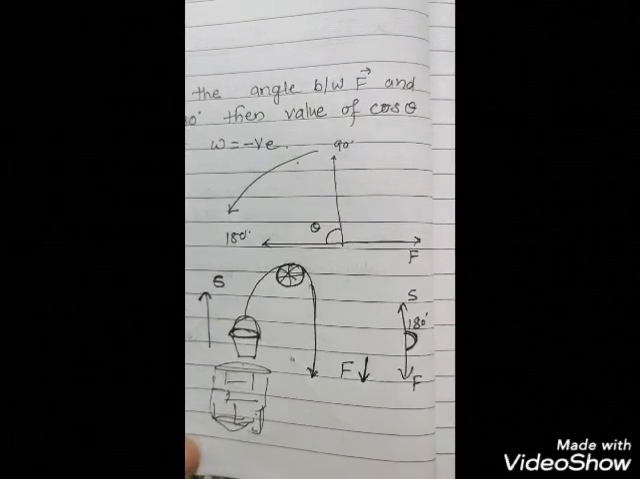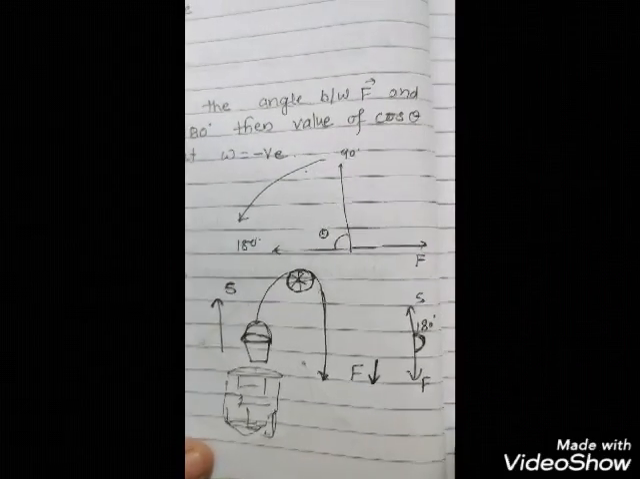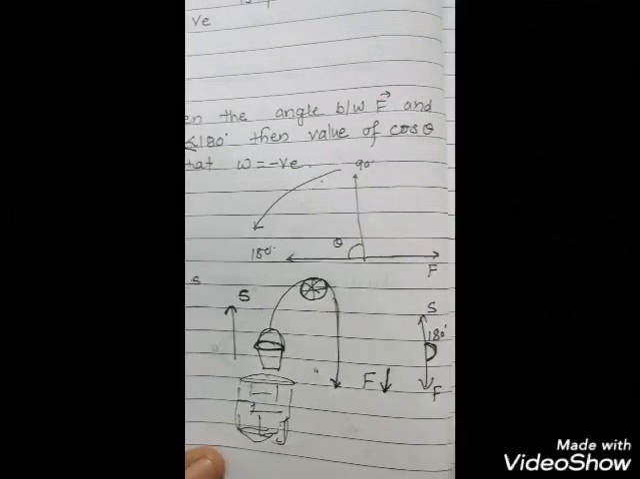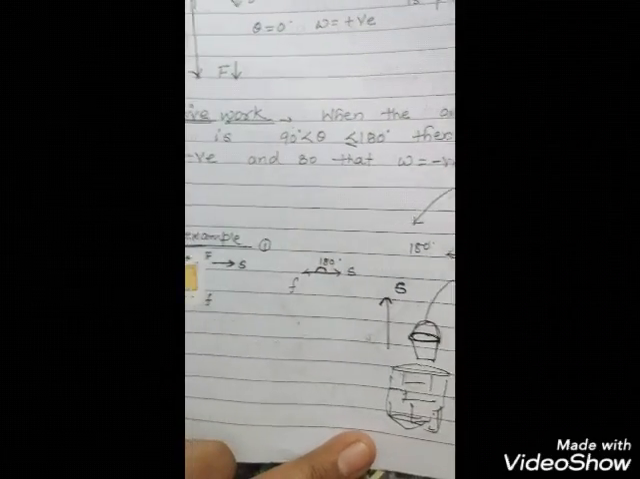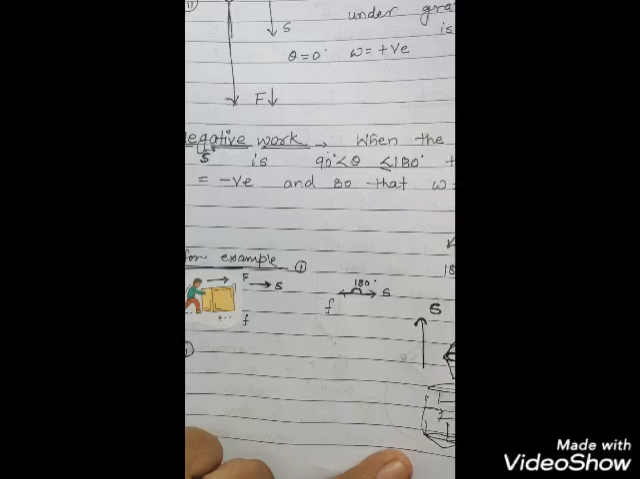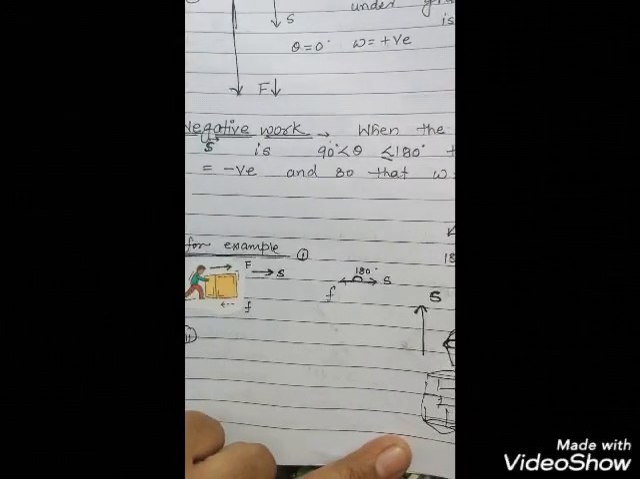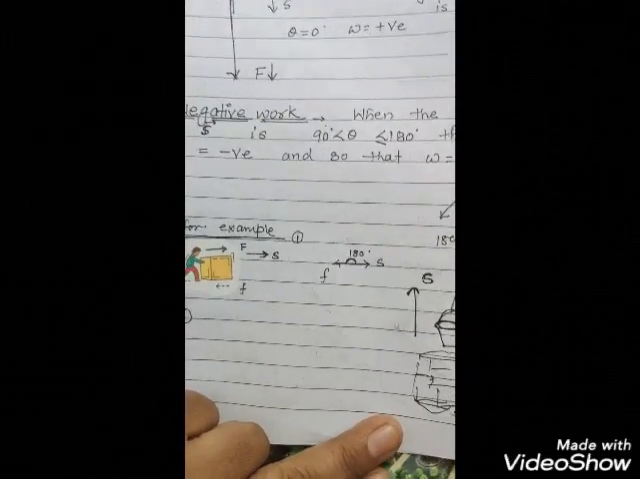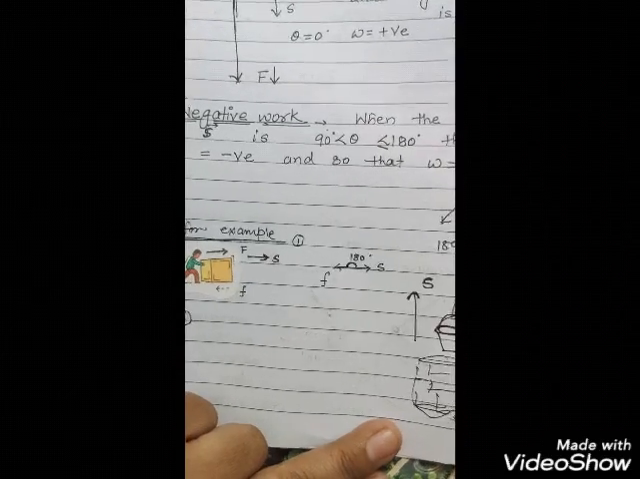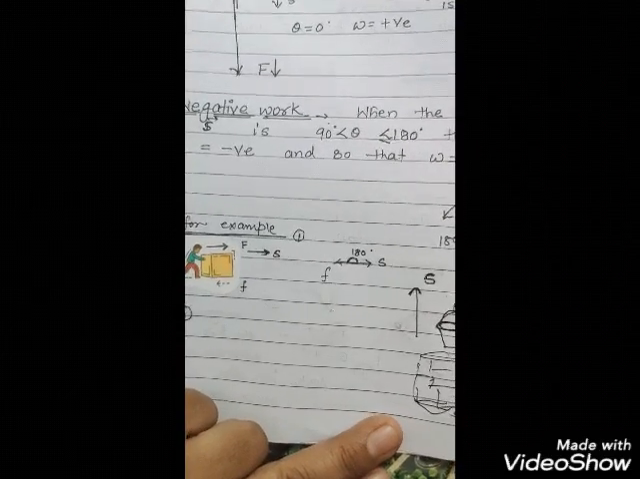So these are some examples in which the displacement and the force make an angle more than 90 degrees but less than or equal to 180 degrees, and so the work done is called negative work.